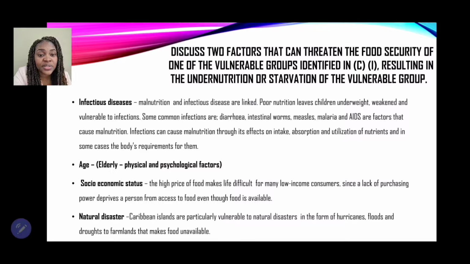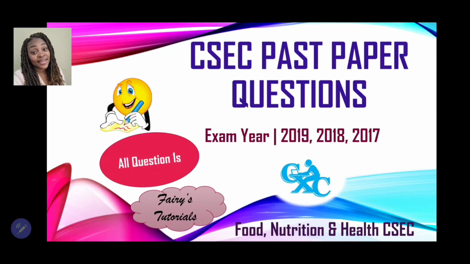Natural disasters too. The Caribbean islands are particularly vulnerable to natural disasters in the form of hurricanes, floods, and droughts, and therefore farmlands are flooded, persons' houses are flooded out, and as a result, there's no food available, no food security. And that is it for our study guide for this episode.